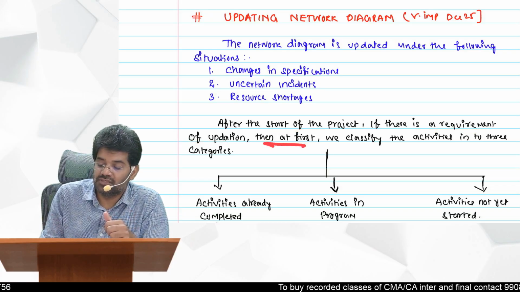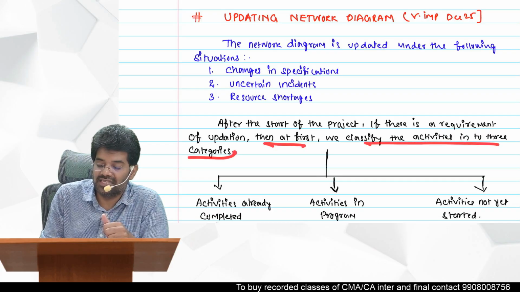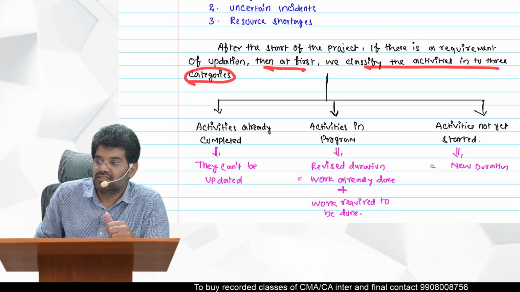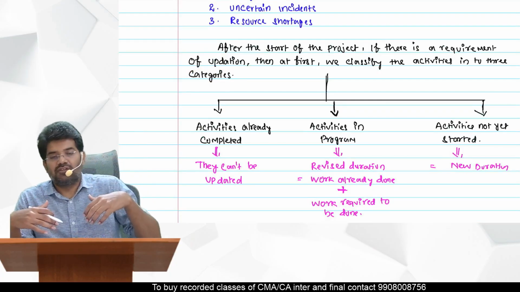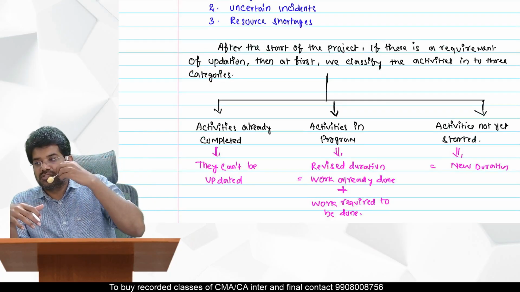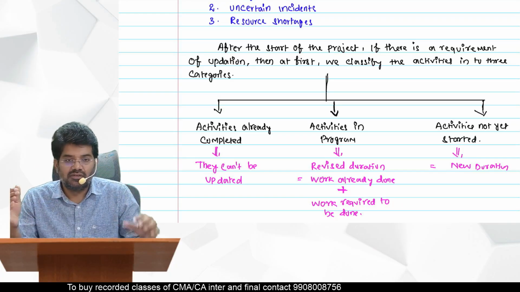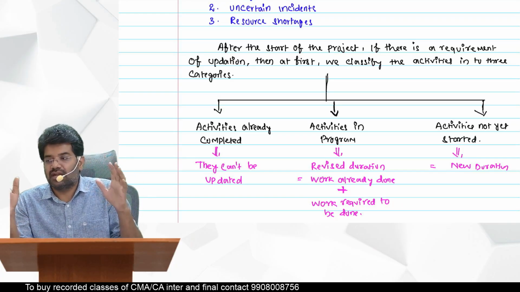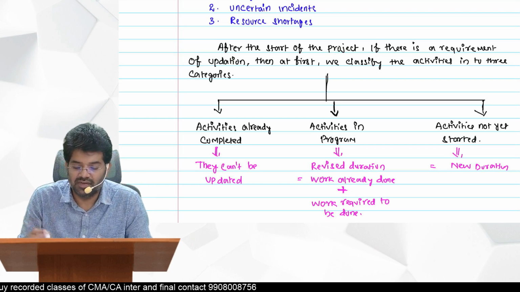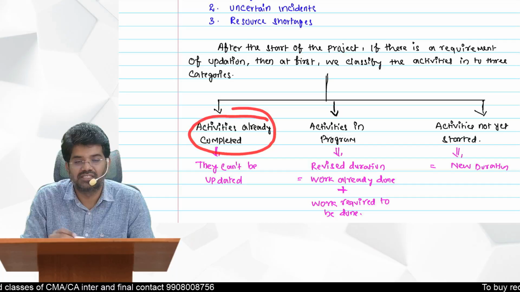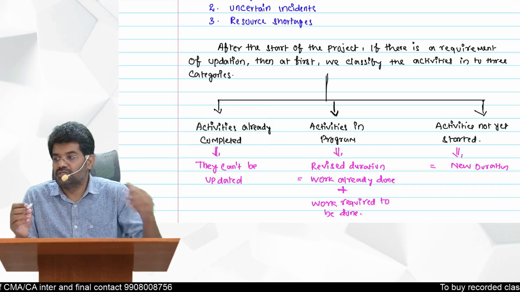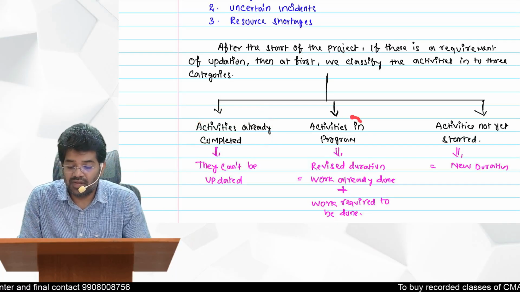After the start of the project, if there is a requirement of updation, first we need to classify the activities, whatever activities are there, into 3 categories. What are those? Activities already completed first. Activities which are already completed. Activities in progress.